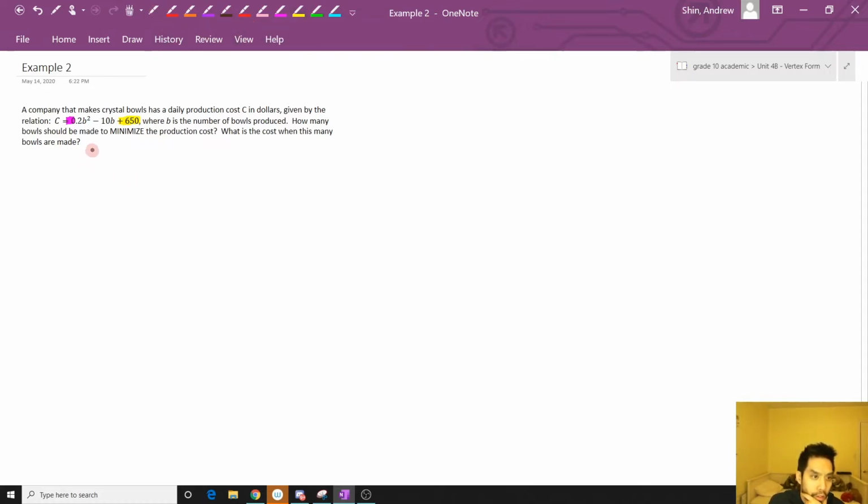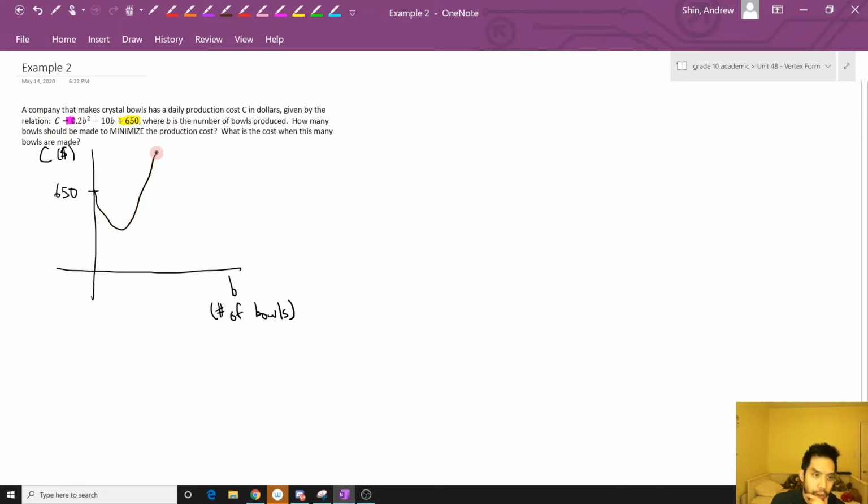So let's draw this. The only thing I know is that this is at 650, and this is the cost in dollars. And this is b, the number of bowls produced. I know that this parabola is opening up, so it's going to go down, up, something like that.